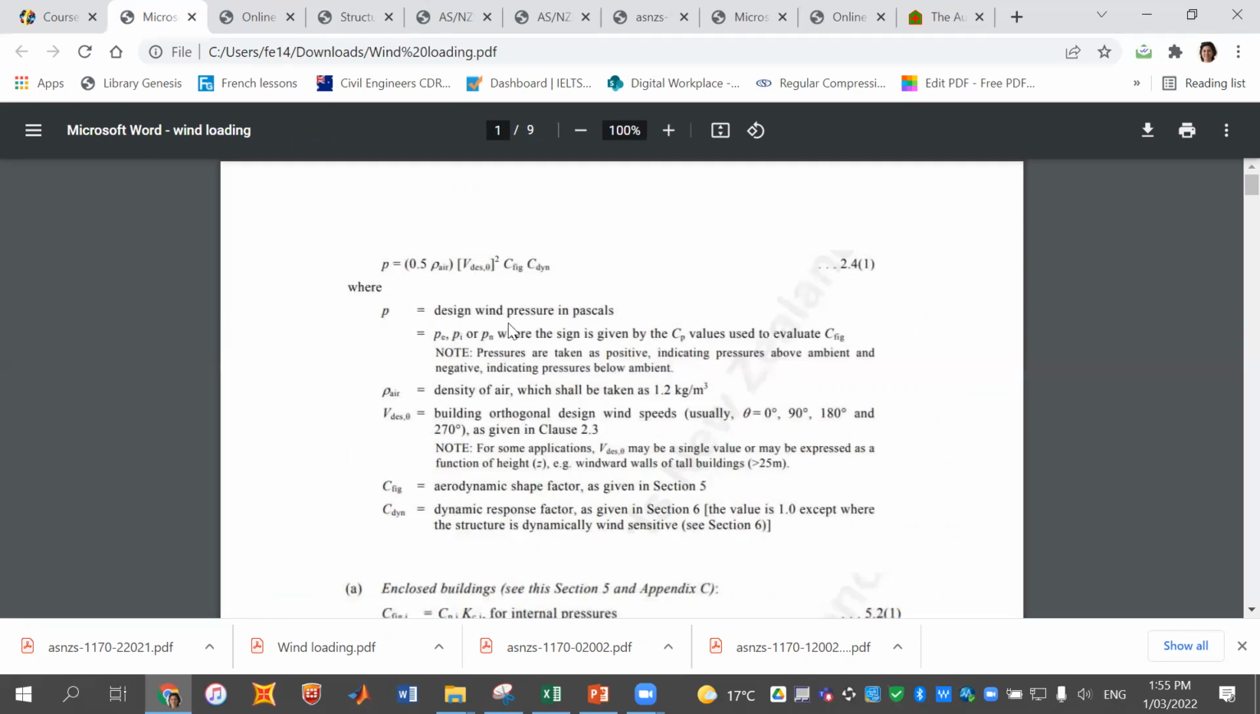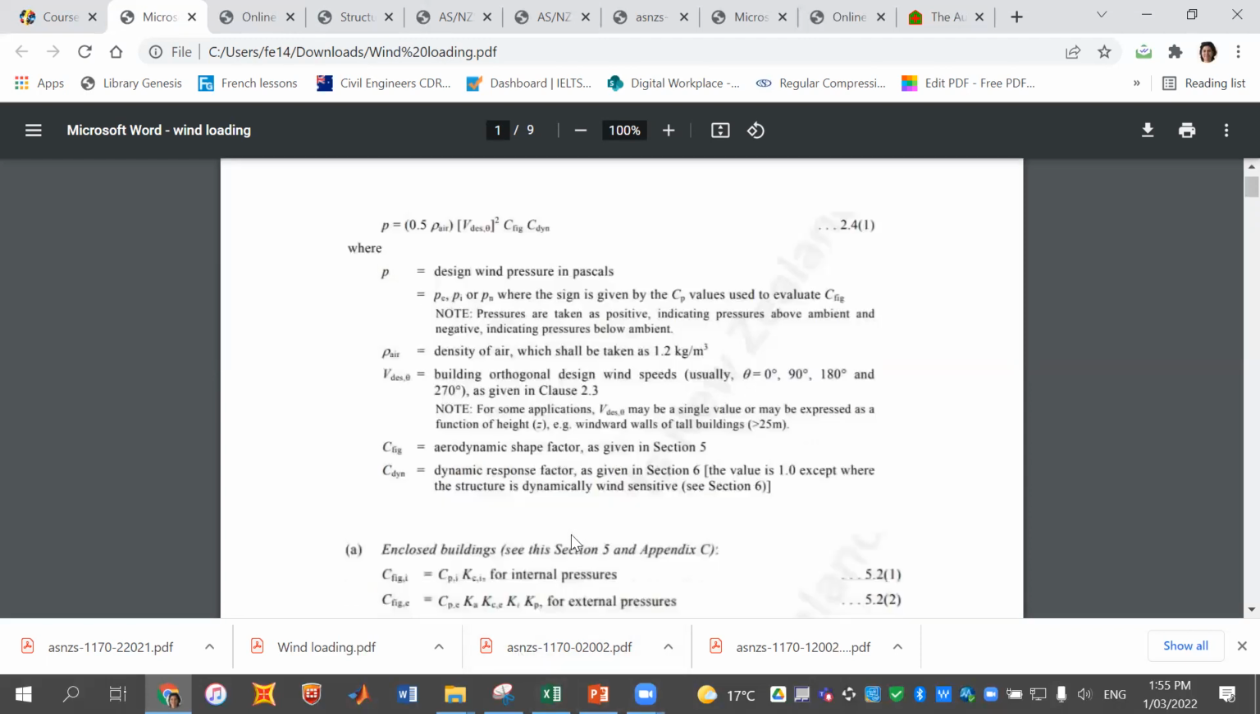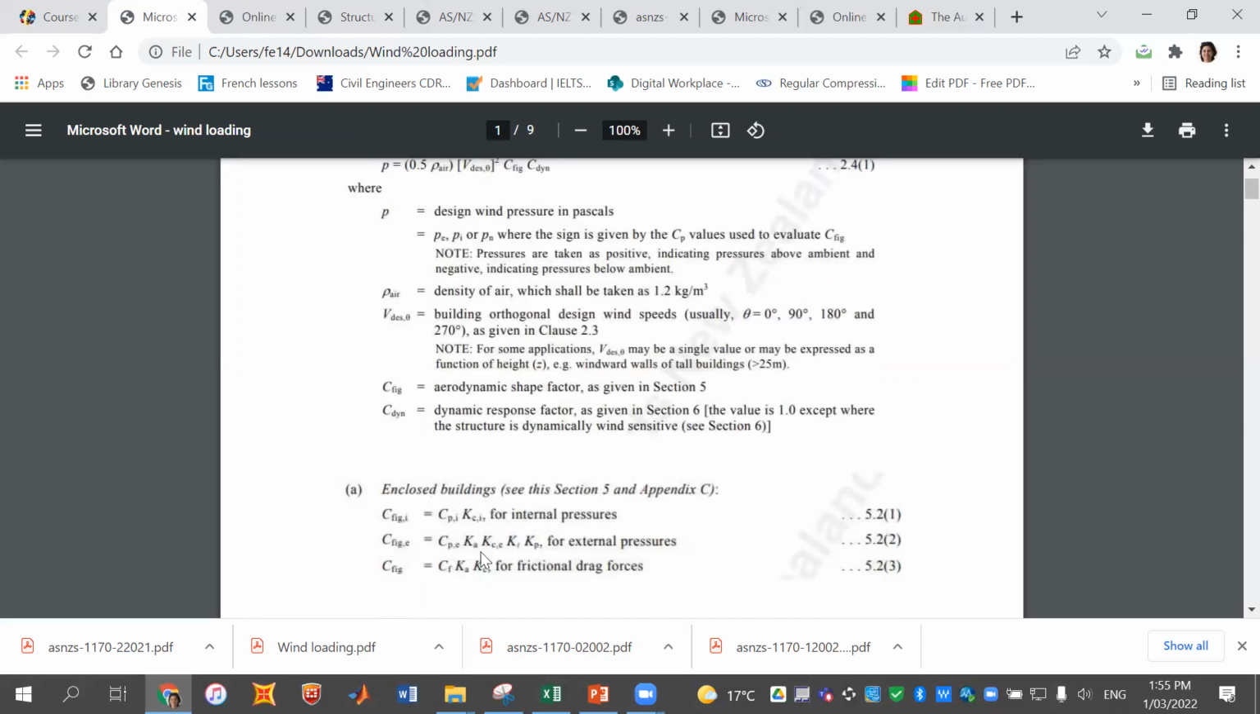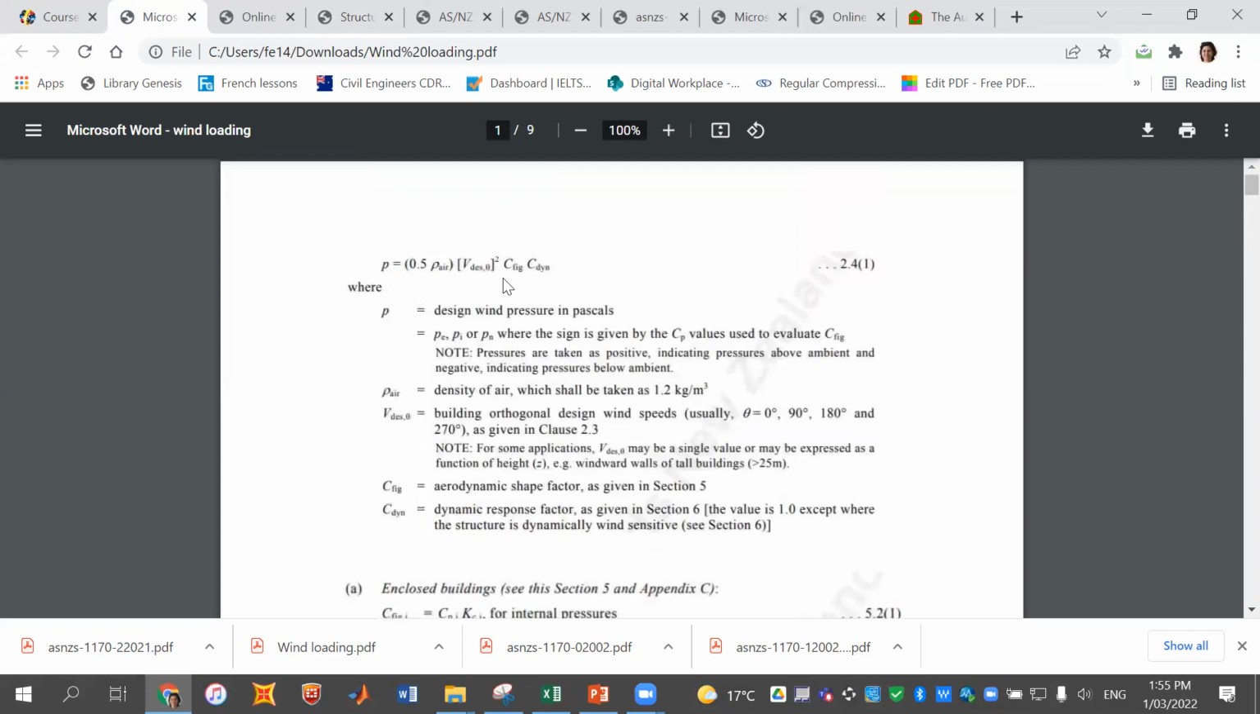P is the design wind pressure in Pascal. If you just follow this document, it will be just reading from the tables. There are not many calculations involved. You find different factors from the tables, and at the end, you just multiply them together to get the factors that you would need for this main formula.